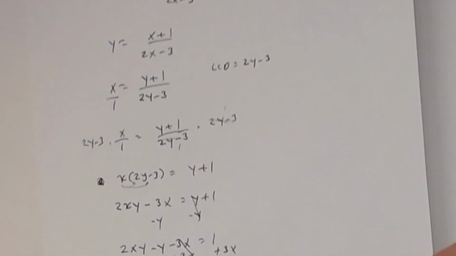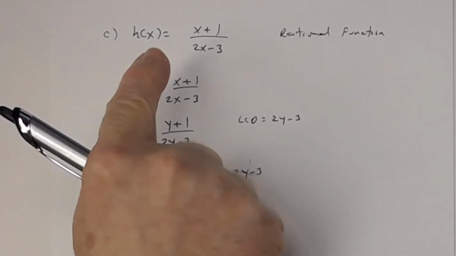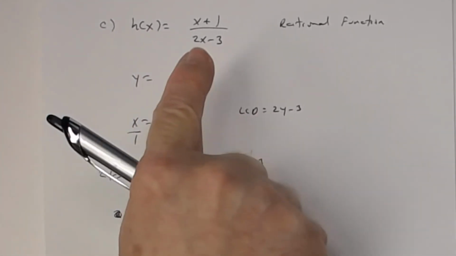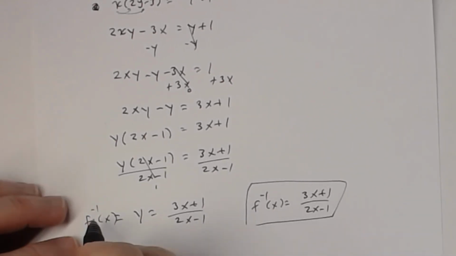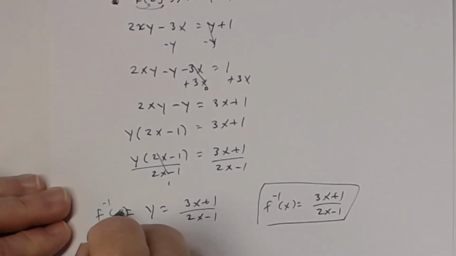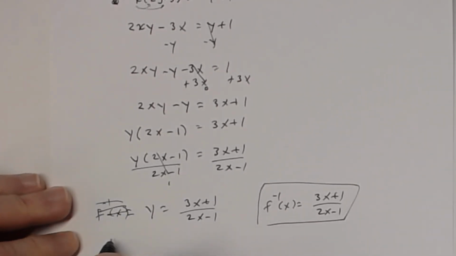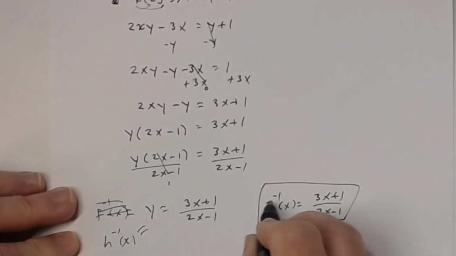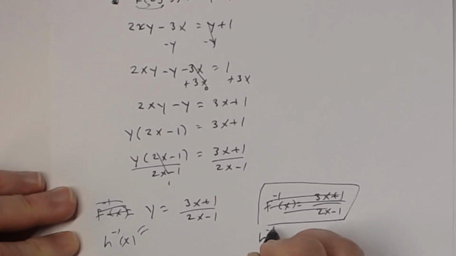Okay, so here's your function. Oops, I'm sorry. That's h of x, right? So be careful, don't say f inverse. That was my mistake. You have to say h inverse of x. So h inverse of x equals this. All right, so that was my mistake here. h inverse of x is (3x plus 1) divided by (2x minus 1).